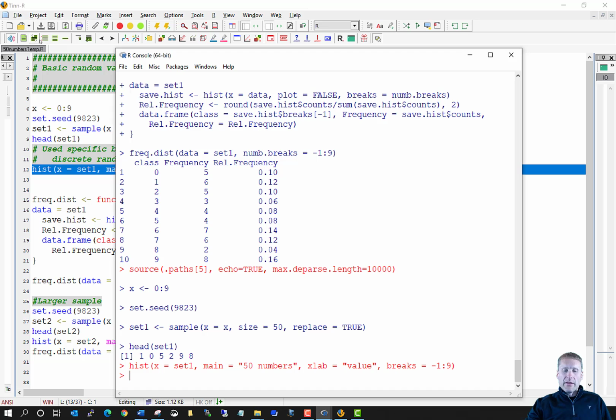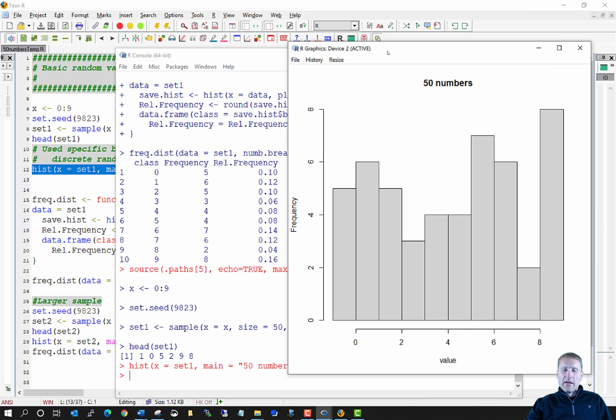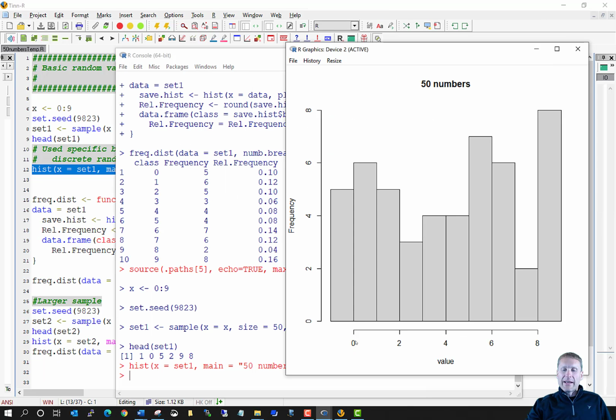So if I hit run there, and let me find my plot. I'm actually on a different monitor. And here we go. So 5 times I got a 0. 6 times I got a 1. 5 times I got a 2. And so on in this particular sample. So this takes us to page 3.